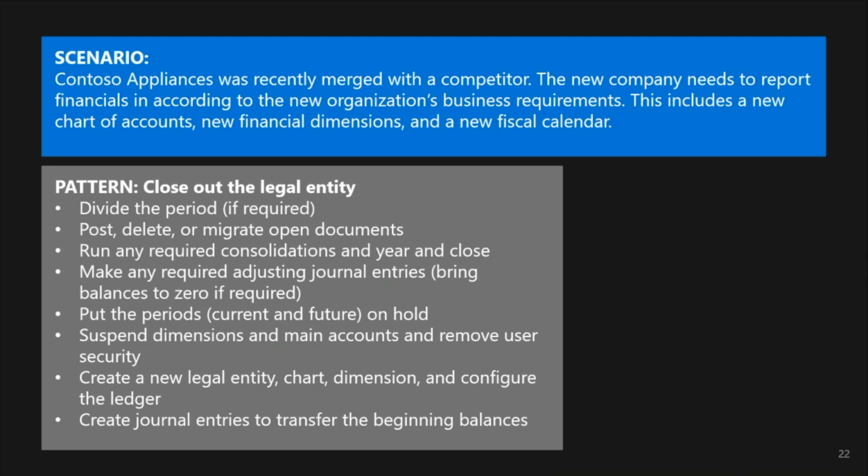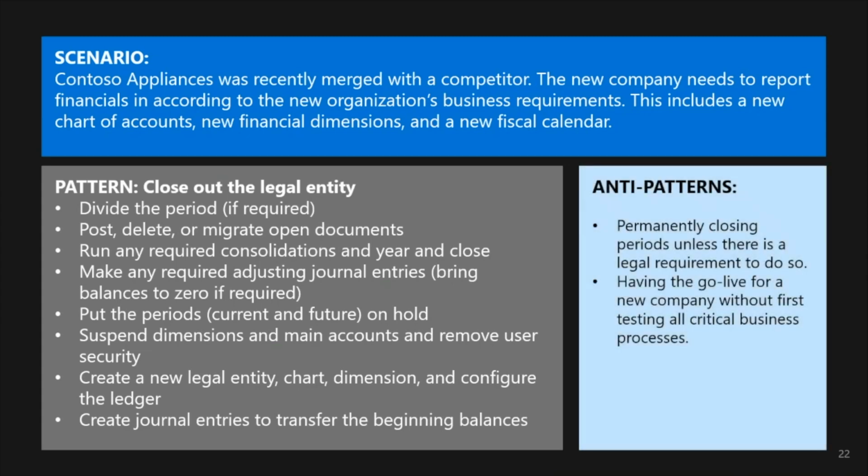start making transactions. And then you're going to make that new legal entity, copy in, create your new chart, create your new dimensions, configure the ledger the way it should be for this new company, and create journal entries to transfer those beginning balances. Now, obviously, this is a very simplified list, and to Eric's point, we are working on some detailed docs that will outline all these steps that you need to go through, but this is a good high-level step.